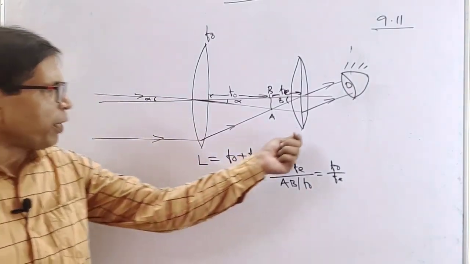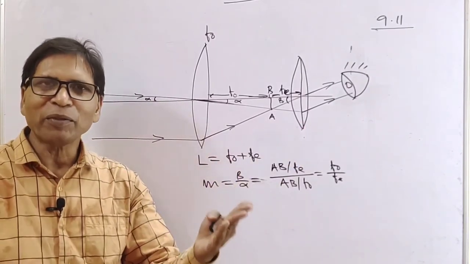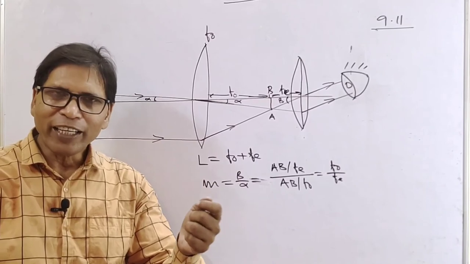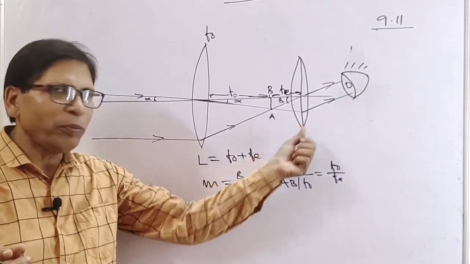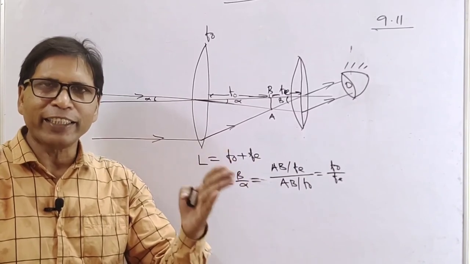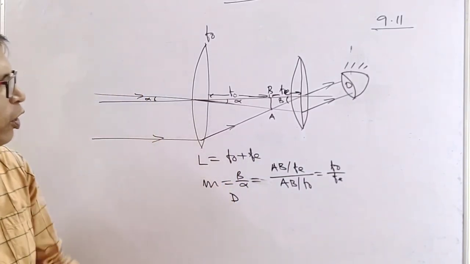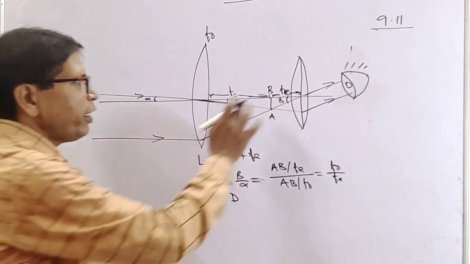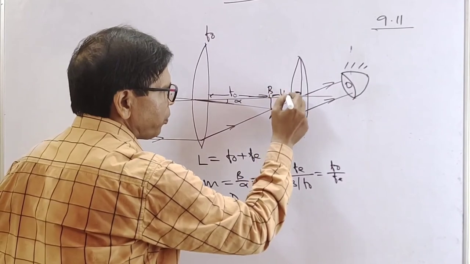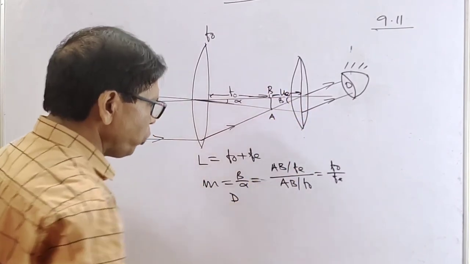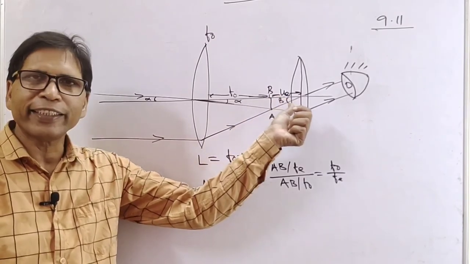Now, if the eyepiece is moved towards AB, the image becomes virtual. It is adjusted in such a way that the final image is formed at the least distance of distinct vision, capital D. So in this case, this is not FE; this is slightly less than FE. Suppose this is UE, the object distance.